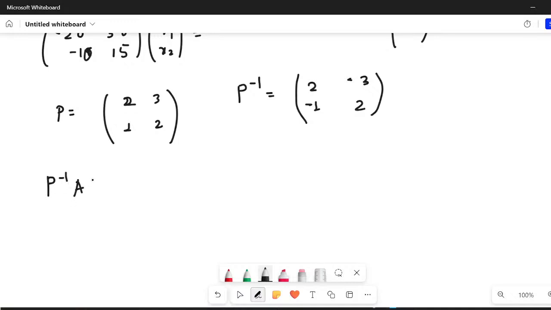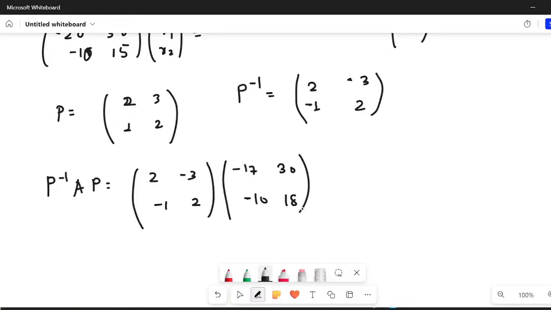P inverse AP. What would it be? So I know that my A is: this is 2, this is minus 3, this is minus 1, this is 2, and this is minus 17, this is 30, this is minus 10, minus 18, 2, 3, and 1 and 2.